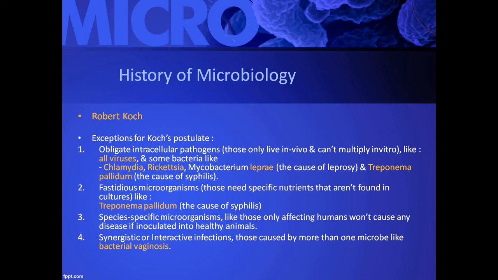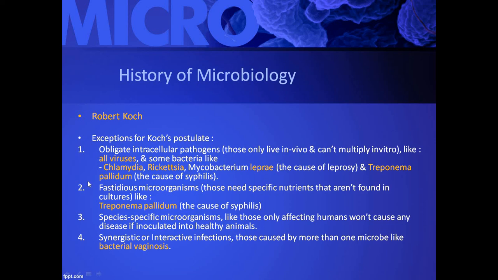Why? Because some microbes are, for example, obligate intracellular pathogens. They only live inside tissues. They cannot be grown in vitro in the lab. Examples of those obligate intracellular pathogens are all the viruses and some bacteria. Some bacteria like Chlamydia, Rickettsia, Mycobacterium leprae, the cause of leprosy, and Treponema pallidum, the cause of syphilis. So these 4 types of bacteria, you have to remember them by heart. These are the obligate intracellular pathogens, along with all the viruses.